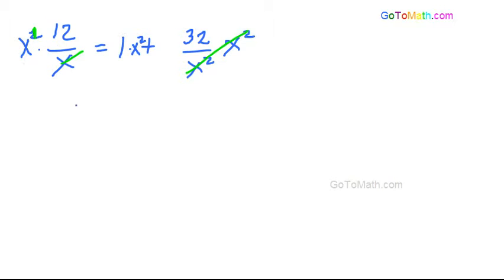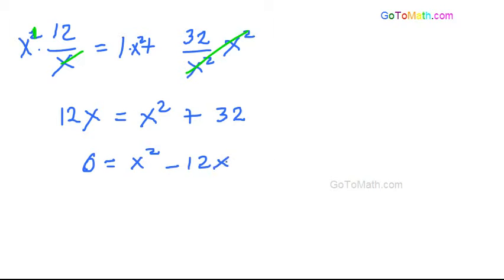So let me rewrite now. We're going to end up with 12x is equal to x squared. 1 times x squared is x squared. And then those canceled out, and we're left with 32. Now let's get this in standard form. Since this is a positive coefficient, let's take the 12x over to the other side. So we have x squared minus 12x minus 32.